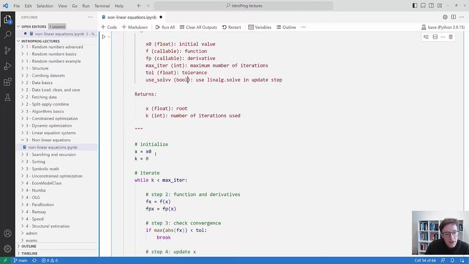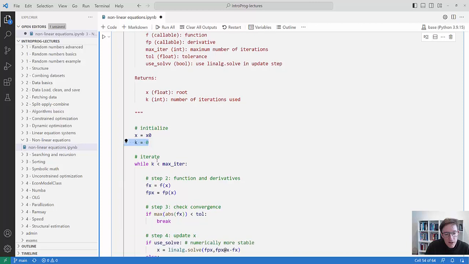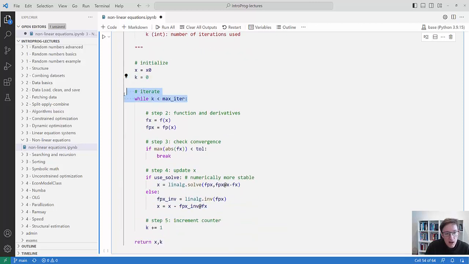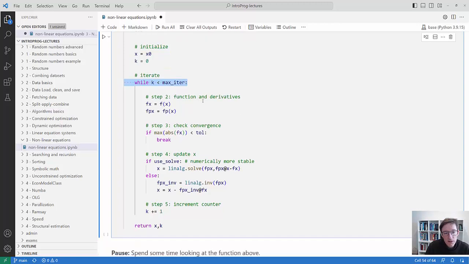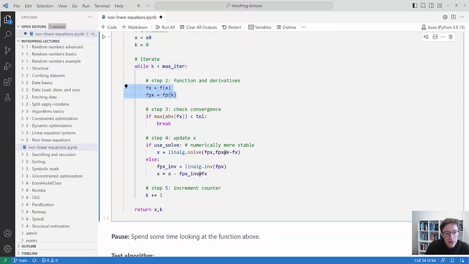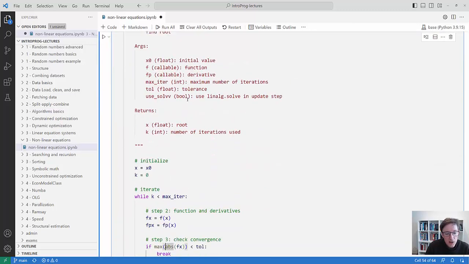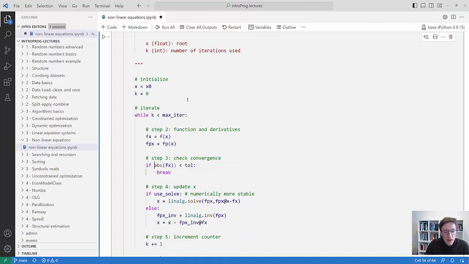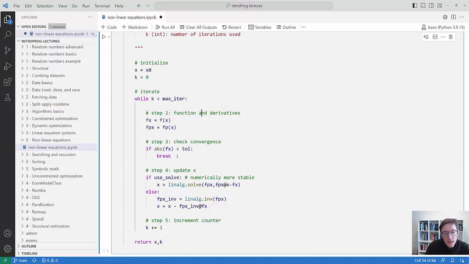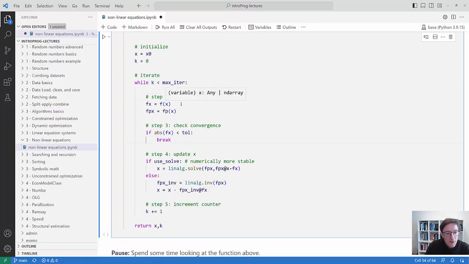So we initialize, set x equal to our initial guess, we initialize our counter, and we iterate while our counter is less than or equal to the maximum number of iterations. We calculate our function value and the derivative, and now this doesn't make sense, there's only one, that's just a mistake. If just the absolute value of the function is less than the tolerance, then we break out of this. Otherwise, we do our updating step as long as use solve is equal to 0.